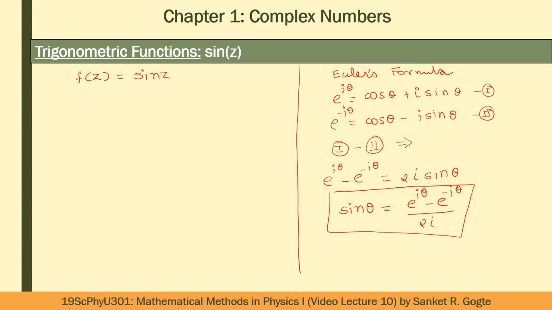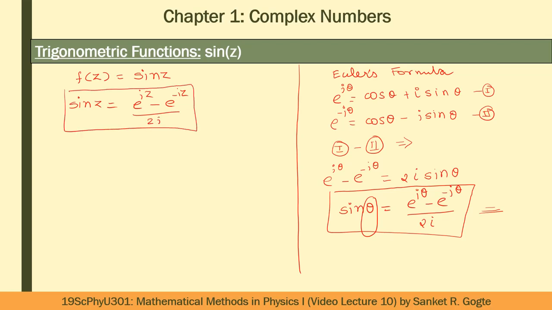Now sine z is defined by using this formula that we have derived. What we do is we replace this theta with the complex number for which we are defining the sine function. Therefore sine z is defined as e to the power iz minus e to the power minus iz divided by 2i. So this is the definition for sine of a complex number.